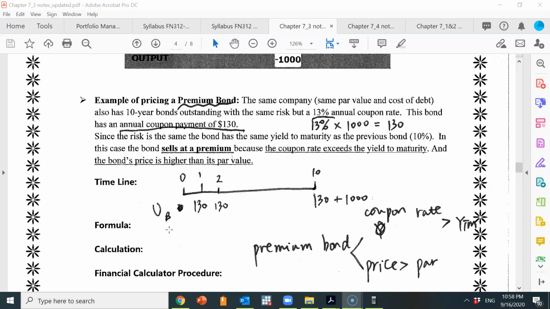You can use 130 as ordinary annuity, 1,000 as last lump sum, and you need to input I, N, and compute for our present value. Okay, please pause for a minute. Try to solve this question on your own by using financial calculator and formula. If you finish work on this question, you can continue this video and let's look at the answer.